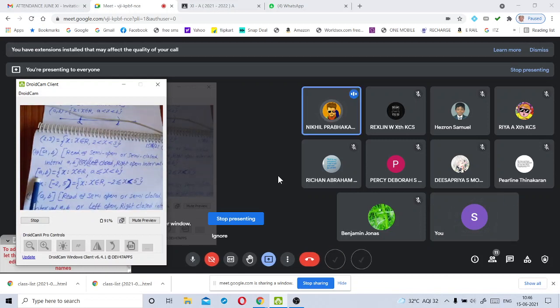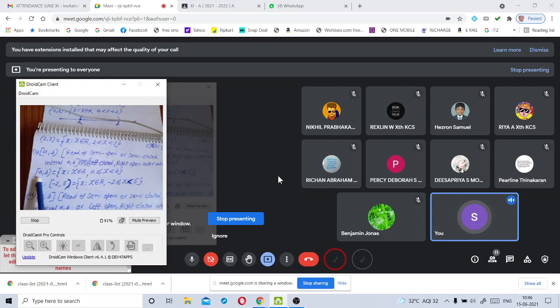Yes, sir. Left closed, right open interval A comma B is equal to the set of all x such that x belongs to R. A is less than or equal to x less than B. Very good. Read the comma also. Don't forget it here. Very good, my dear Nikhil.